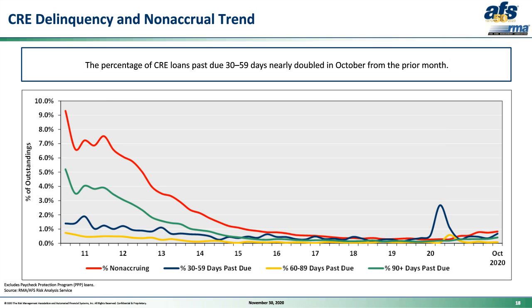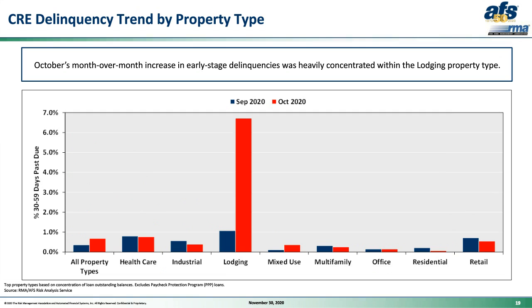So let's continue on the next two slides with a little more detail on performance by property type. Let's look at the short-term delinquency levels for the top 8 property types, and top equals the highest loan balances. And I don't think anyone's going to be surprised by the high level here for lodging. The problems there dwarf issues in every other property type and have skyrocketed to just below 7% for October.